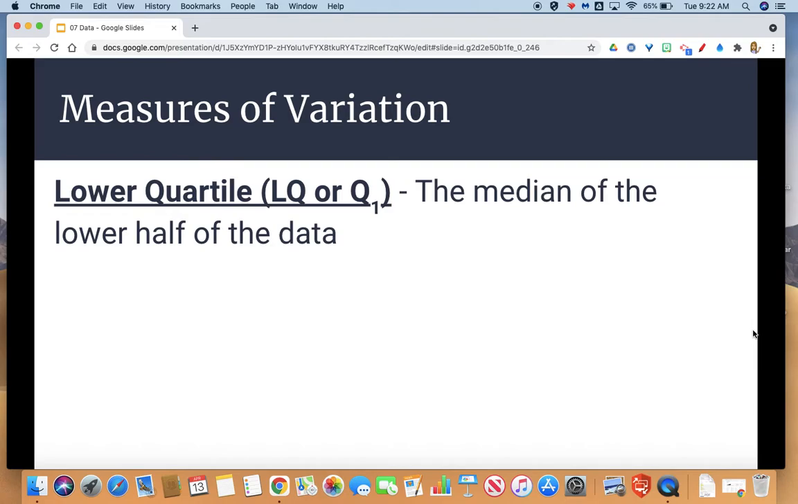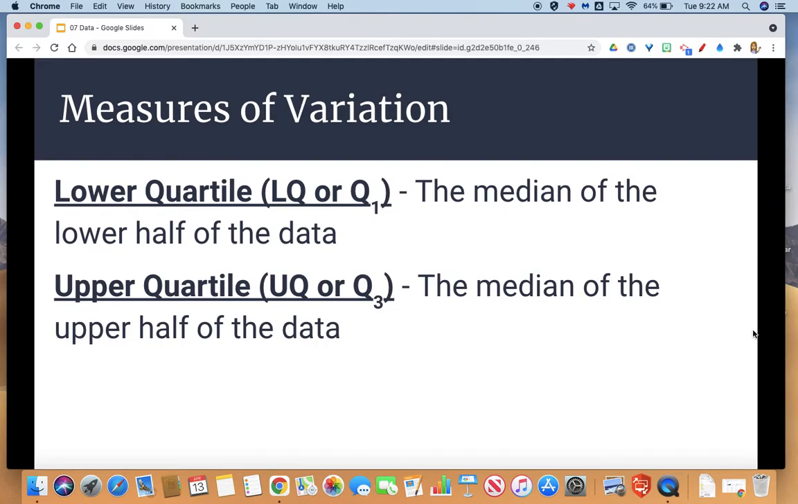The lower quartile, sometimes referred to as LQ or Q1, is the median of the lower half of the data. Which means if we have a lower quartile, we also have an upper quartile, which is the median of the upper half of the data. Sometimes we refer to that as UQ or Q3 because it's the third quarter of the data.